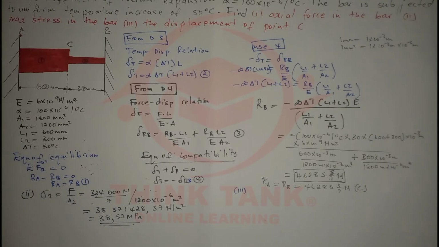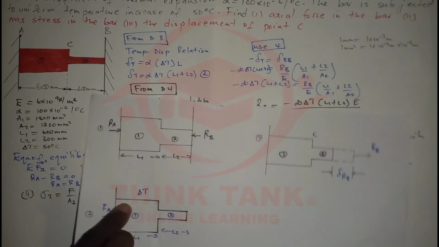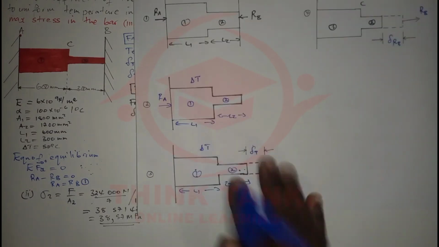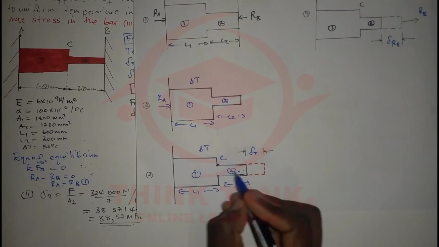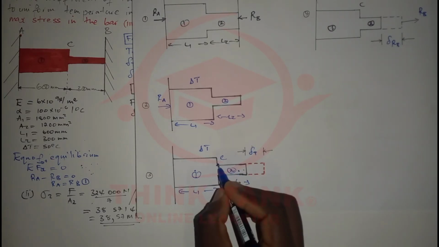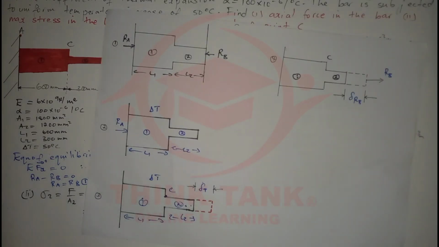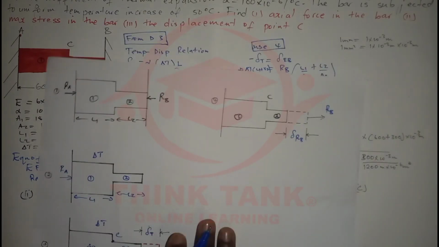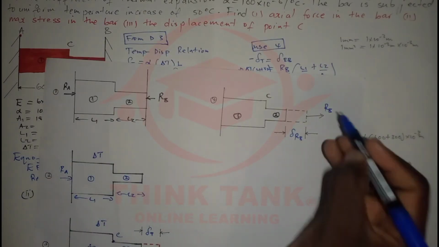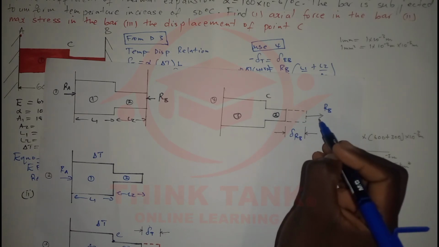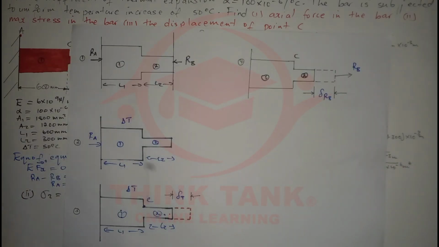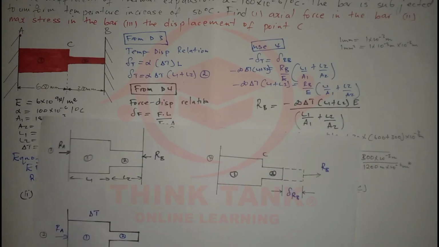Okay, so what is going to happen is this. When this thing expands, we have said this is point C, point C is going to move a little bit. And after that, it is also going to move due to the force RB. But in this case, it's going to be the expansion due to its load. So if we add those two displacements together, we can calculate how far C has moved. Okay, so let's do that.